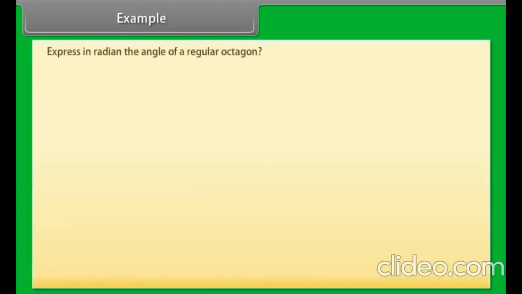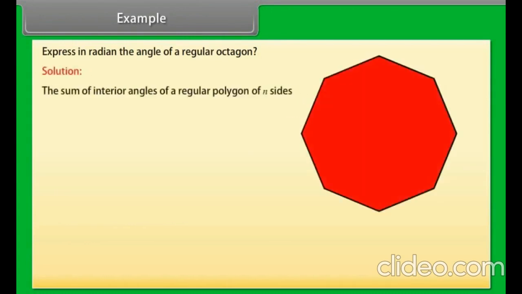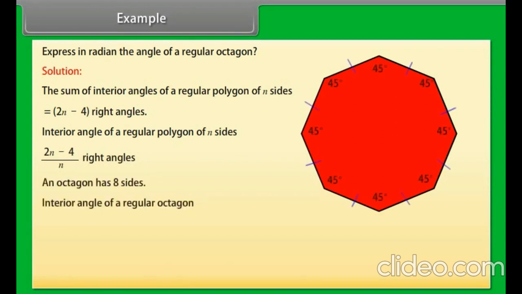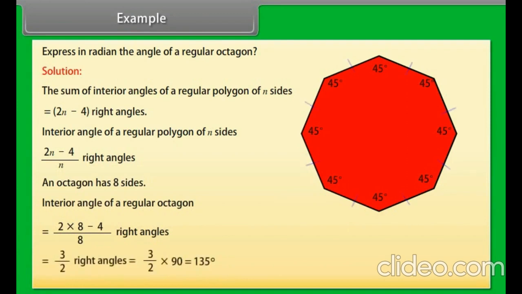Example. Express in radian the angle of a regular octagon. Solution. The sum of interior angles of a regular polygon of n sides is equal to 2n-4 right angles. Interior angle of a regular polygon of n sides is (2n-4) by n right angles. An octagon has 8 sides. Interior angle of a regular octagon is equal to 2 into (8-4) whole upon 8 right angles, 3/2 right angles, which is 3/2 into 90, equal to 135 degree.